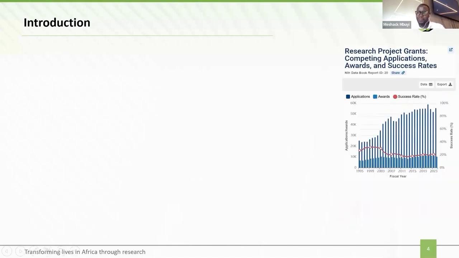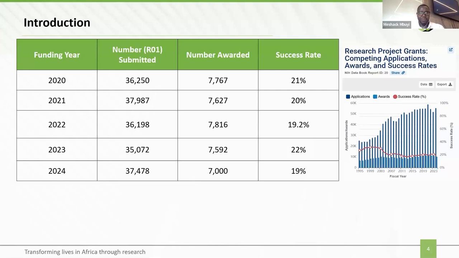In terms of introduction, I have a graph here from the NIH data book. It talks about research project grants, applications, awards, and success rate. Now you need to look at the long blue lines. Those are the applications. Then the short blue lines, those are the awards. Then the success rate, you can see how it is moving in terms of the red color. It is important to see this graph also.